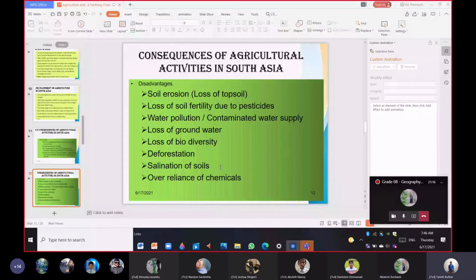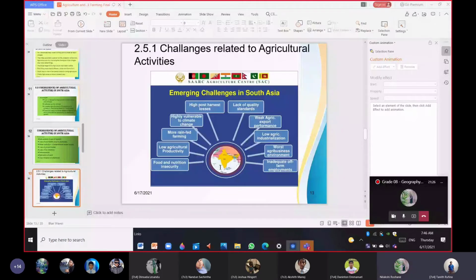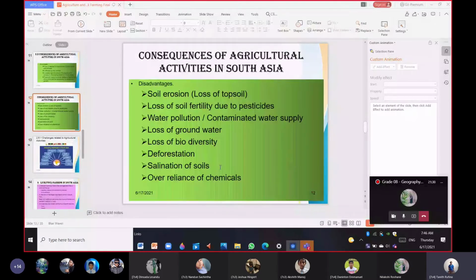People with modern technology destroy the forest in South Asia for doing agriculture. Salination of soil. You all know that soil has its own pH value. When the pH value decreases, it is also a disadvantage of agriculture. So over-reliance on chemicals, adding more and more chemicals to preserve the crop.